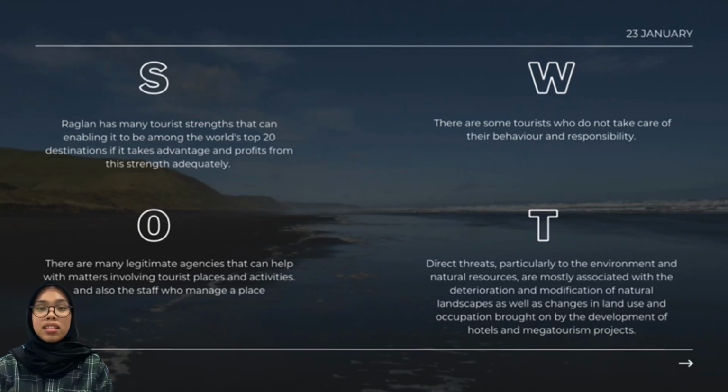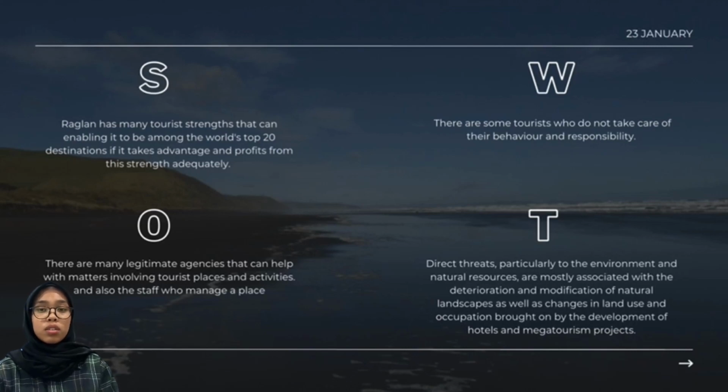Next is SWOT analysis. S stands for strength. Raglan has many tourist strengths that can enable it to be among the world's top 20 destinations if it takes advantage and profits from these strengths adequately. This is because nature is very beautiful and able to do various activities. The next is W, which stands for weakness. There are some tourists who do not take care of their behavior and responsibility. Because Raglan has a beautiful environment, there are visitors who throw garbage everywhere and damage the natural treasure.